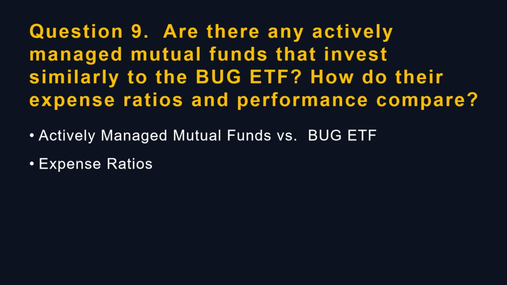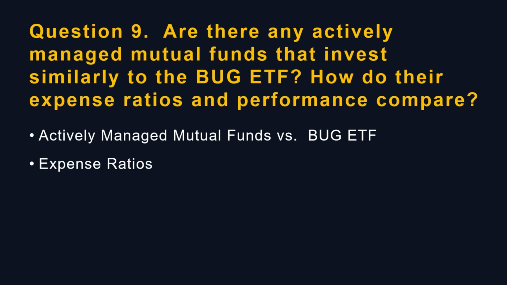Actively managed mutual funds versus BUG ETF. Investment approach. BUG is a passively managed ETF that tracks a specific cybersecurity index. Actively managed mutual funds, on the other hand, employ portfolio managers who research and select individual companies within the cybersecurity space based on their investment thesis.